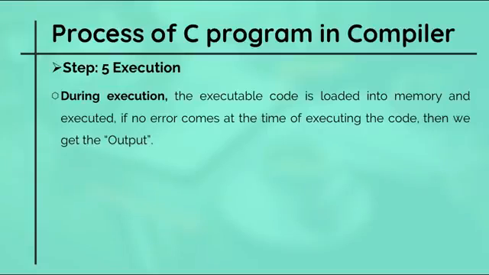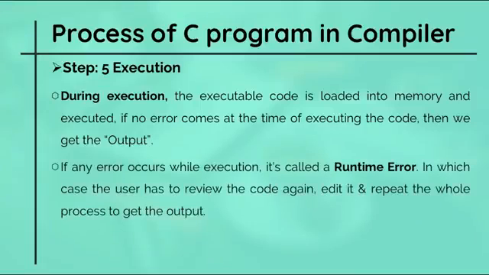At last, execution. During execution, the executable code is loaded into the memory and executed. If no error comes at the time of executing the code, then we get the output. If any error occurs during execution, it's called a runtime error, in which the user has to review the code again, edit it and repeat the whole process to get the output.